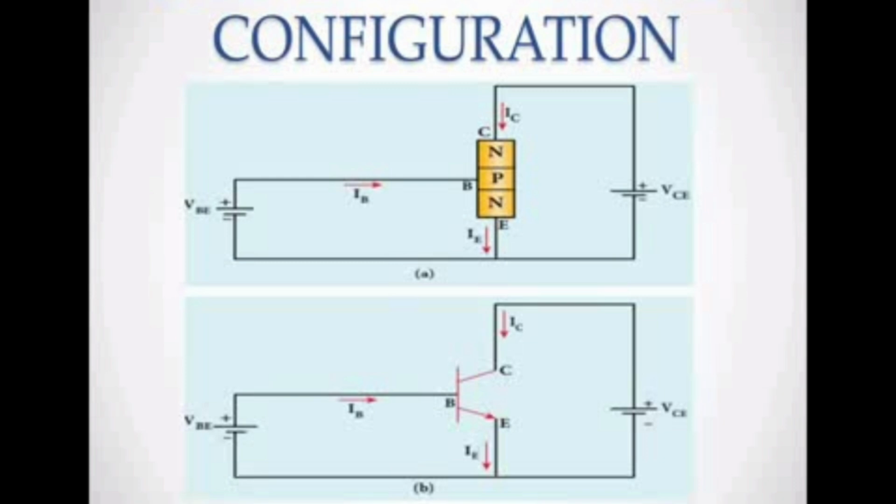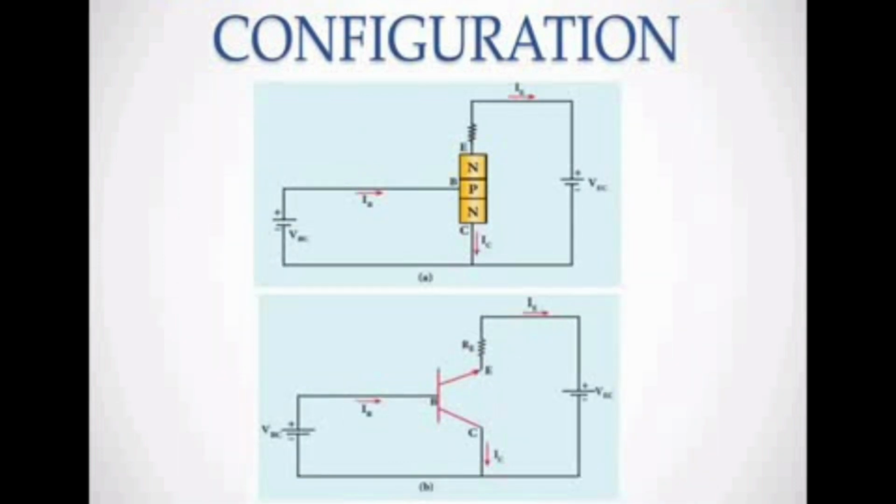And the third type is the common collector configuration, CC mode. Common collector: see, this is the collector. The collector is between the input and output. So this is called common collector mode. IE is the emitter current, IB is the base current, IC is the collector current. Okay, so this is called common collector mode.